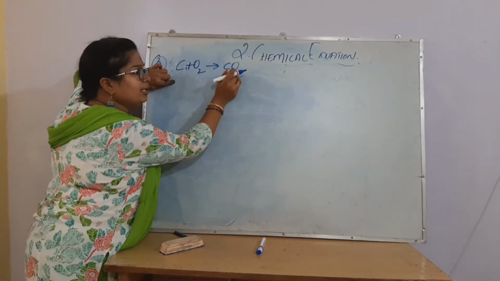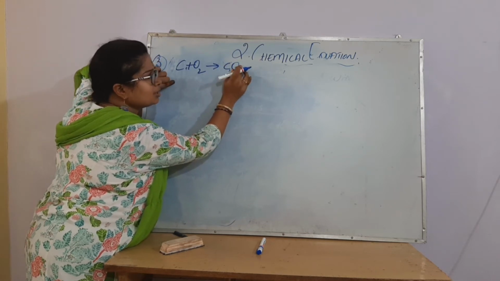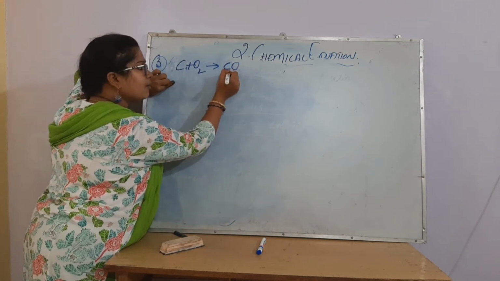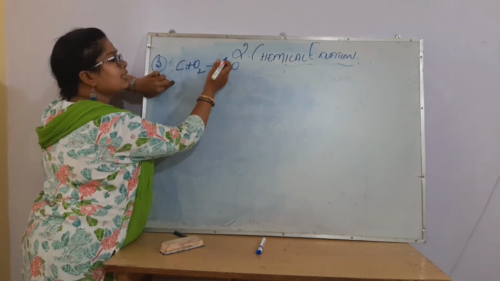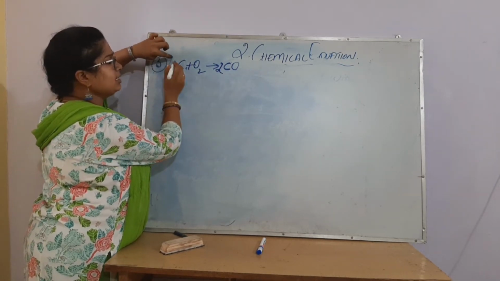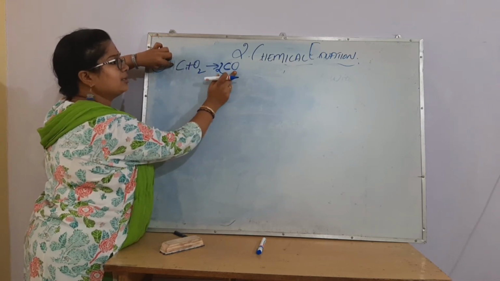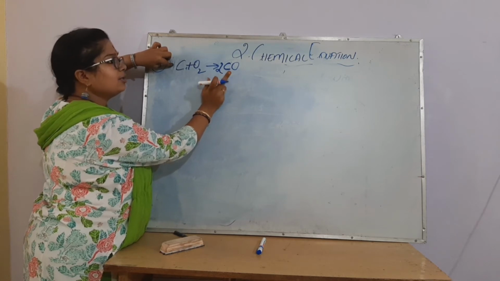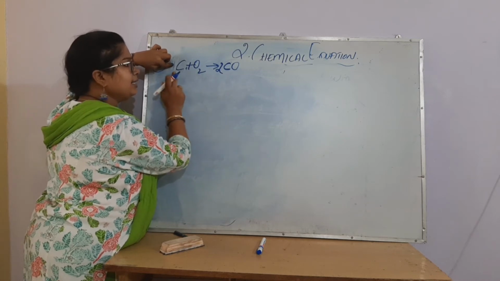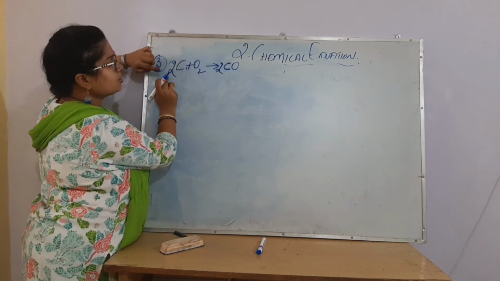Can I write here? No, I should not write here. This is 1. Now you need to write here 2. Now see here, 1 into 1, 1. 2 into 1, 2. So I need to change it. Here oxygen is 2, done. I need to change here. So where should I write? I should write here. So 2.